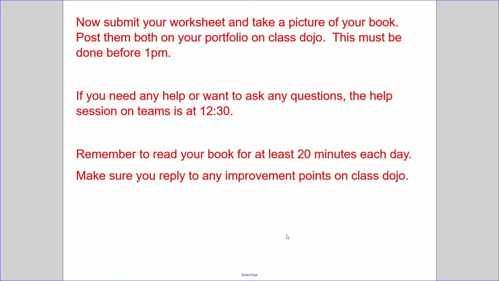So now you need to go away and do your worksheet and submit it. I also want to see a picture of the preposition work that you did in your book at the start of this lesson. You're going to put them both on your portfolio on Class Dojo. This must be done before 1 p.m.